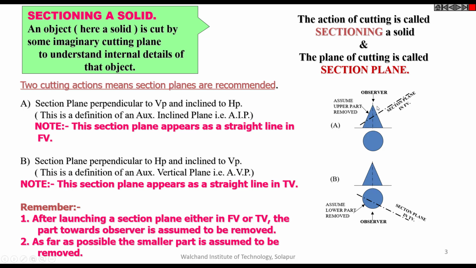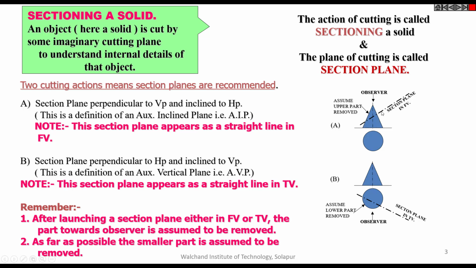In general cases, if they specifically mention that this part has to be removed, then you have to remove that part. Otherwise you are going to remove this part only. So assume the upper part is going to be removed in almost all cases. Now this is the top view and this one is the front view.